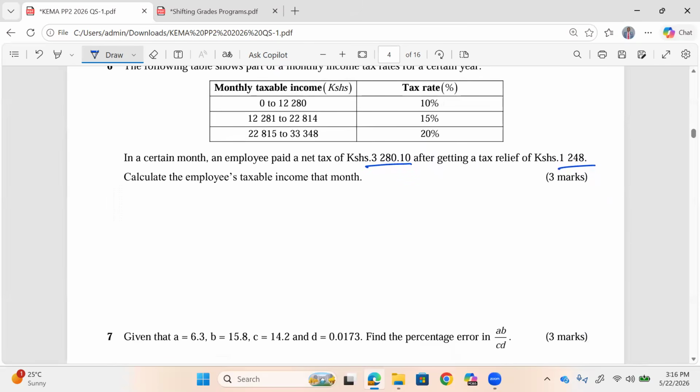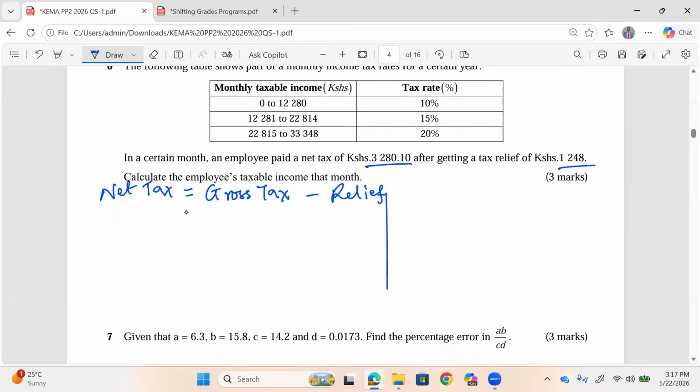What you need to know is that net tax is usually given by the gross tax minus relief.